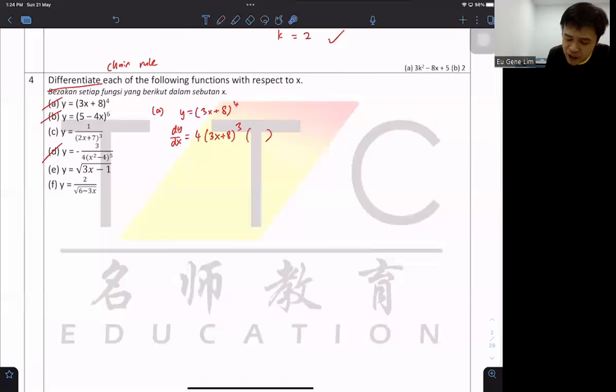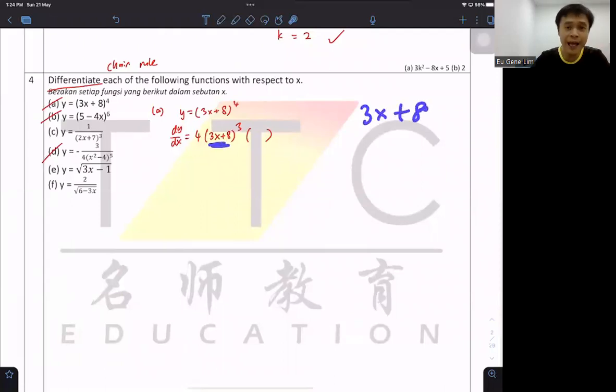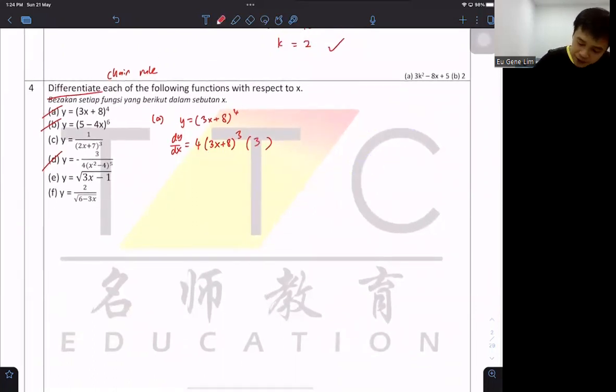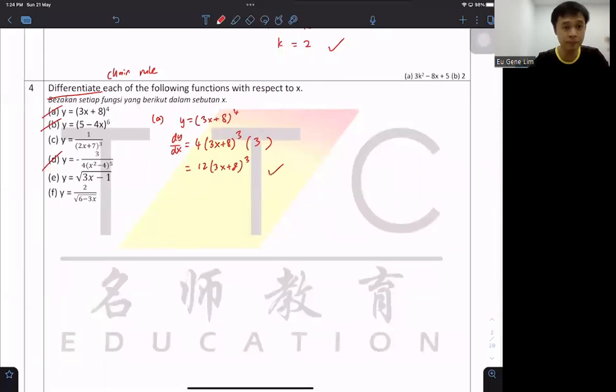You go and differentiate the inside. Inside is 3x plus 8. If you differentiate 3x plus 8, you get 3, right? So inside the bracket is 3. So 4 times 3 is 12. This one times this one, 4 times 3 are 12. So that's the answer: 12 bracket 3x plus 8 power 3.